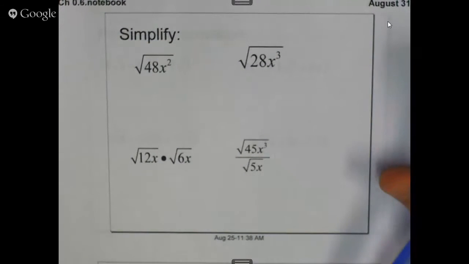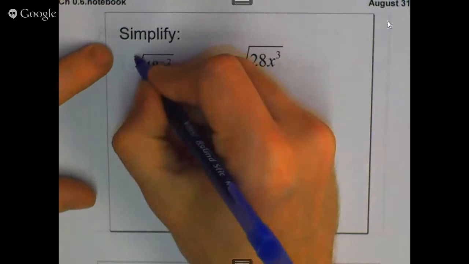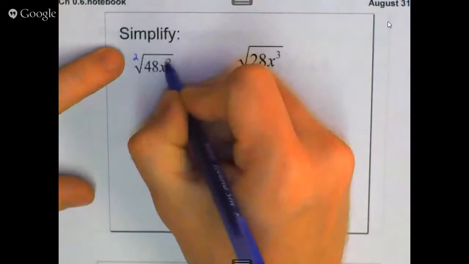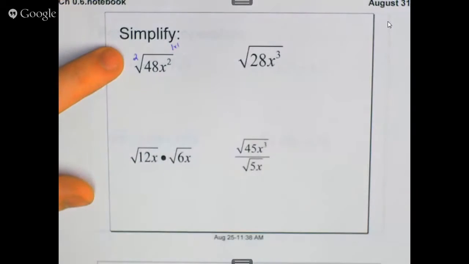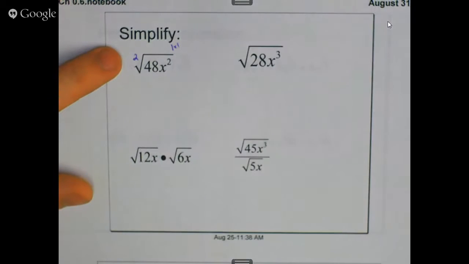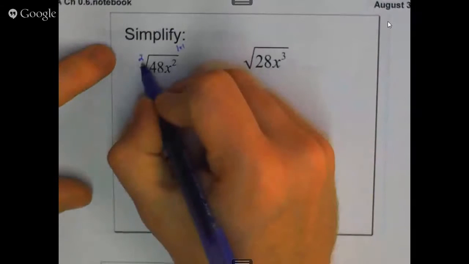Simplify. Again, we want to look at the indexes first. So this is a 2, so I have even, so I'll be using the absolute value. So you might just make a note absolute value x up here. That lets me know I'm going to be using absolute value if I can bring any x out. Okay, and this tells me I need a group of 2.